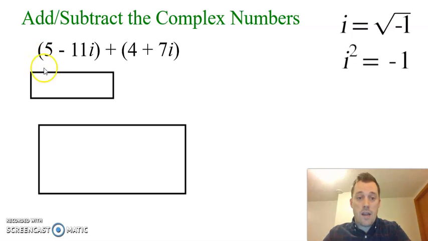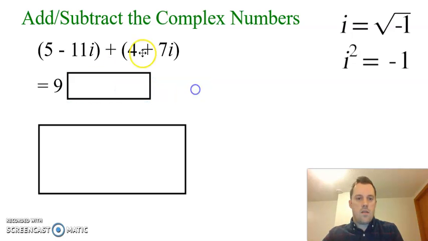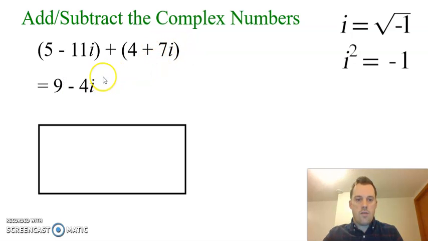And that means combining the real components, so 5 plus 4. And then the imaginary components, negative 11i plus 7i. And we end up with negative 4i. And again, we always write the real component and then the imaginary.